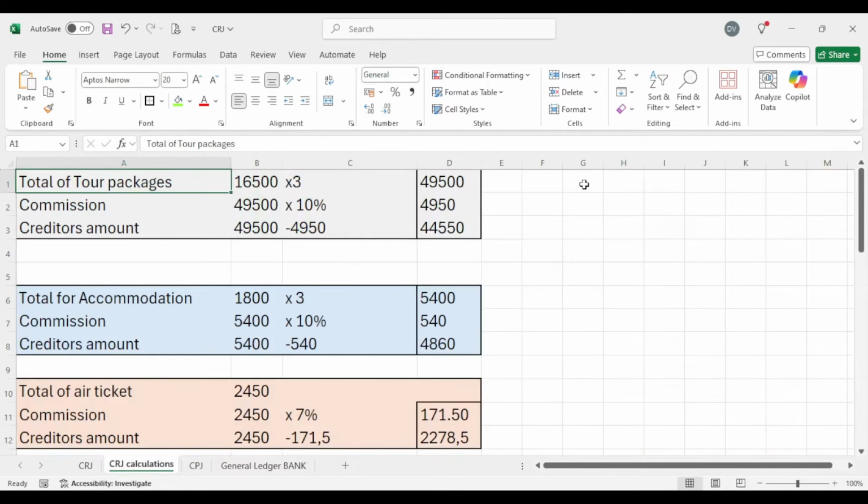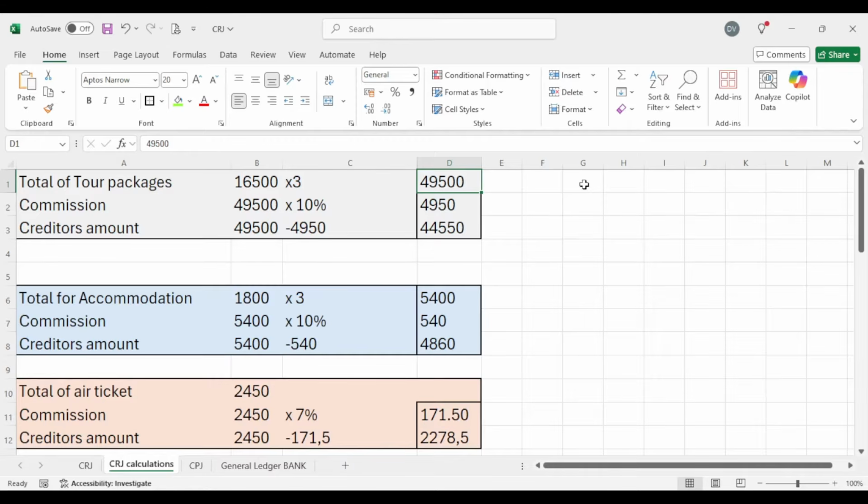Here we go. You had 3 tour packages. So you take your tour package value, 16,500 Rand. You multiply this by 3, which gives you the total of 49,500 Rand. That's going to be your full value that you are going to put under analysis of receipt.